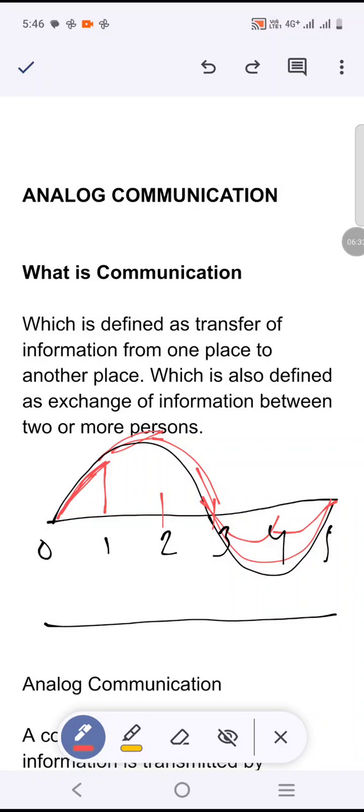Suppose the signal is not present at all the time intervals. Let's suppose this is 0, 1, 2, 3, 4. See here, from 0 to 1 there is no signal, and 1 to 2 there is no signal. So this type of signal is called a discrete signal. So if the signal is continuous and transmitted from one place to another place, it is called analog communication. Now we will discuss where we can use analog communication.